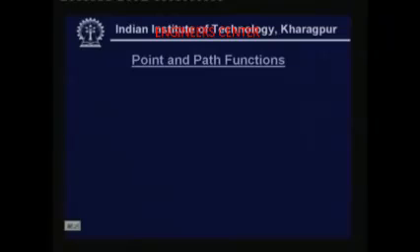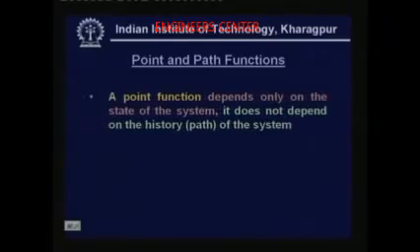Now, let us define thermodynamic functions. Thermodynamic functions can be either a point function or a path function. A point function depends only on the state of the system and it does not depend on the history or path of the system. That means it depends only on the initial and final states, it is independent of the path. Examples of point functions are temperature, pressure, density.